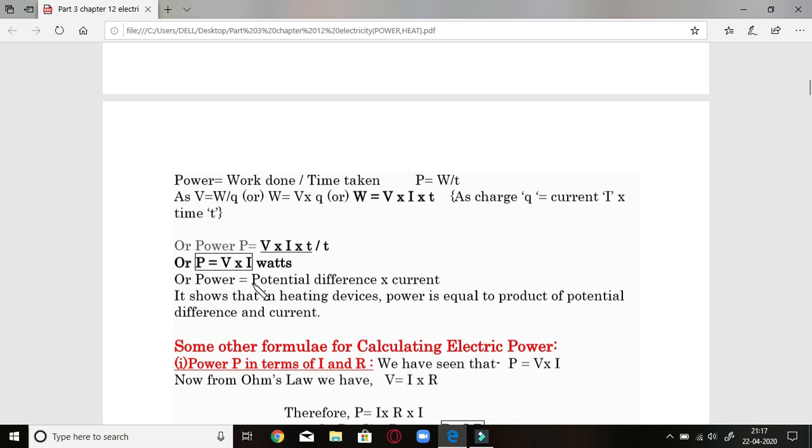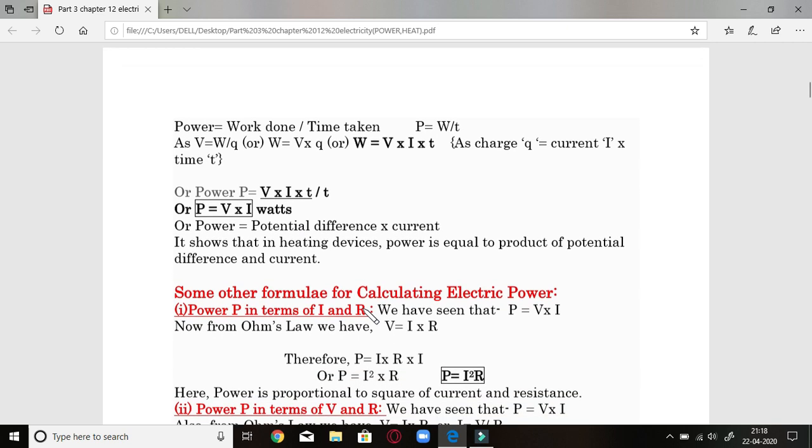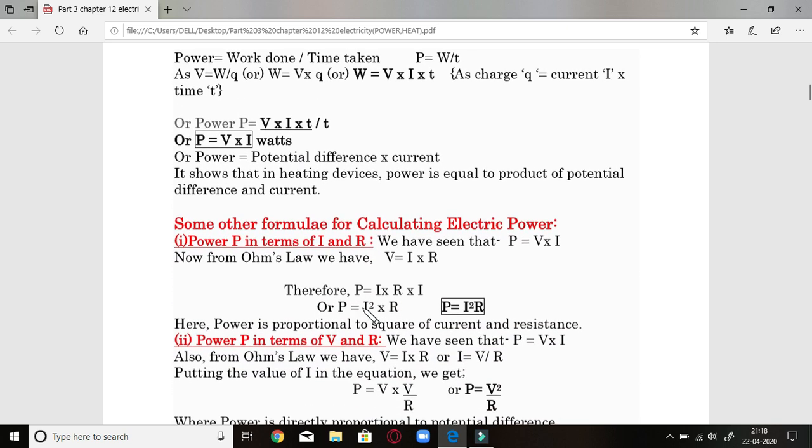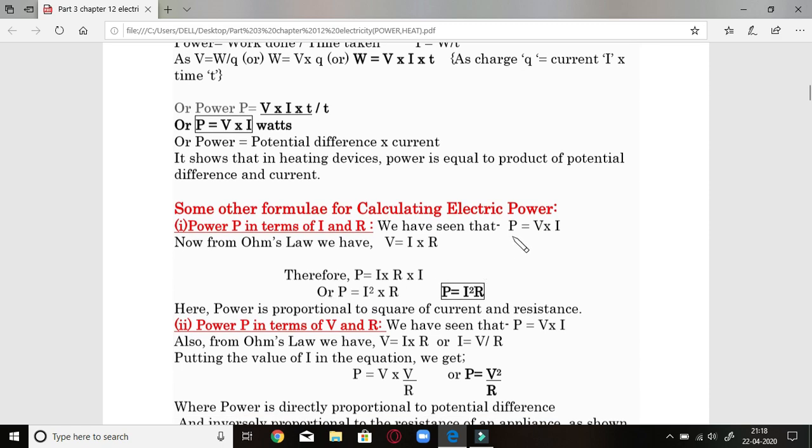That means that power is directly related to the potential difference. The more the potential difference across the battery, the more will be the power given to the appliance. Similarly, the more the current passing through the circuit, the more will be the power of the appliance. So for heating devices, this is the first formula, where potential difference and current will determine the power of a circuit.